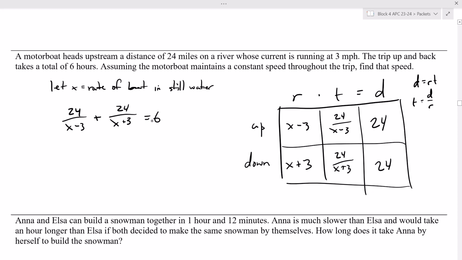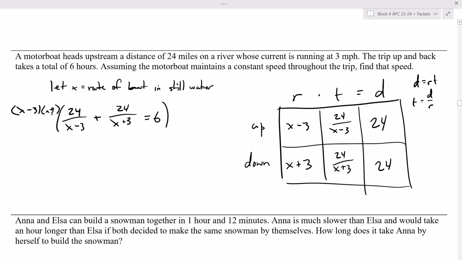To solve this, should I get a common denominator? You can, but remember for an equation, my recommendation is to eliminate the denominator. Just cancel by multiplying by that which would have been the denominator. In other words, going to multiply by x minus 3 and x plus 3.